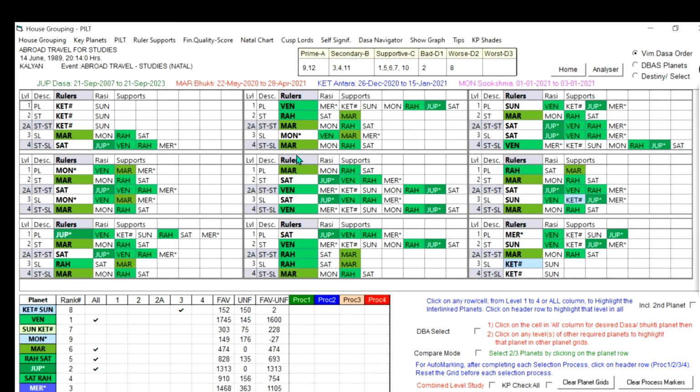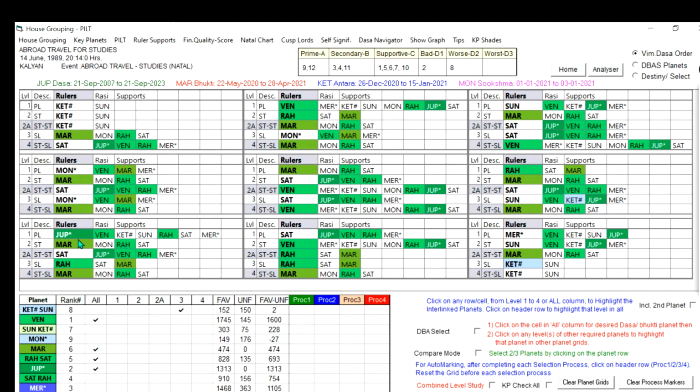One more thing also, as per PILT, during Jupiter Dasa, for the planets to act as the Buddhi Lord and Antara Lord, they support more effectively the key planet Jupiter. If they are also playing as the Buddhi Lord, that effect will be more.